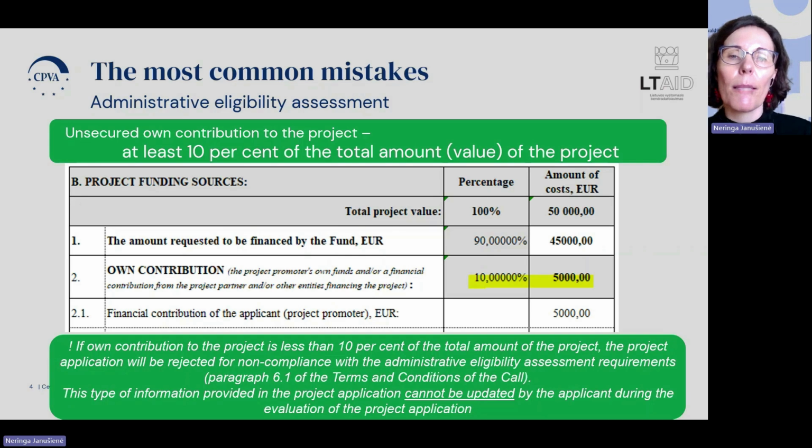The next most common mistake is unsecured own contribution to the project. In case of this call, at least 10% of the total amount of the project cost should be your own contribution. If the project application is not in line with this requirement, the application will be rejected. This type of information provided in the project application cannot be updated by the applicant during the evaluation of the project application.